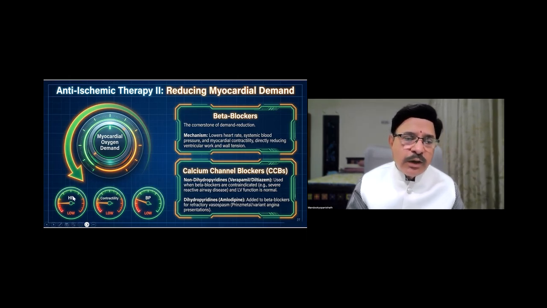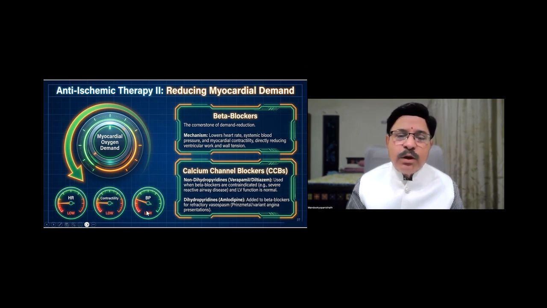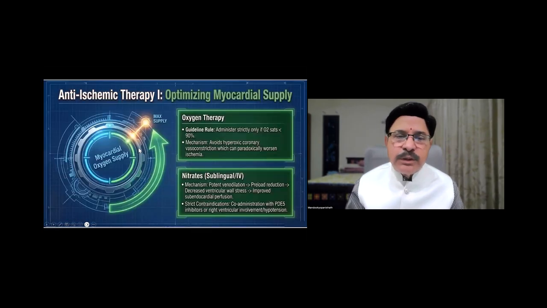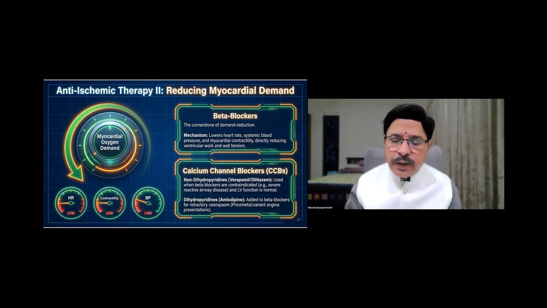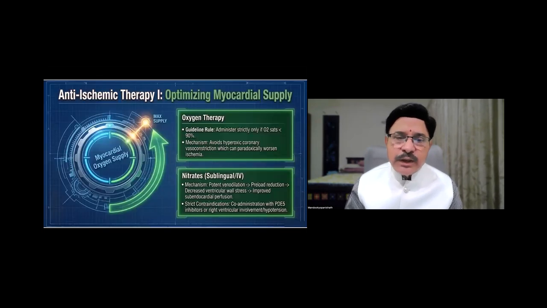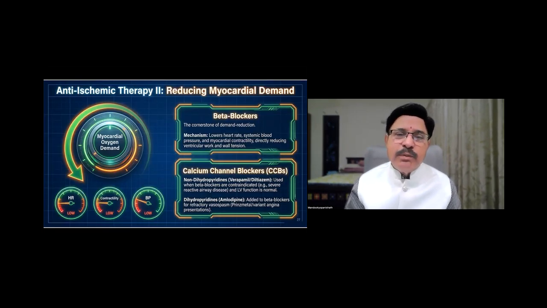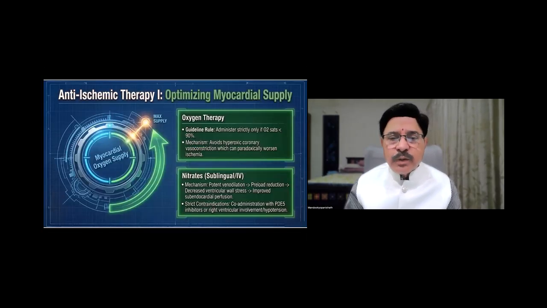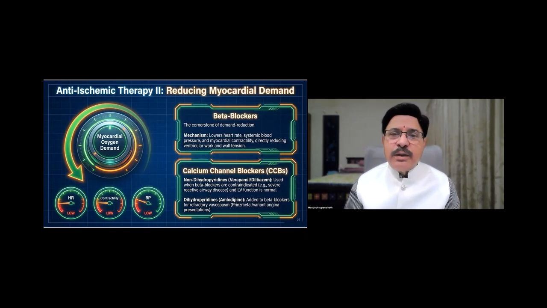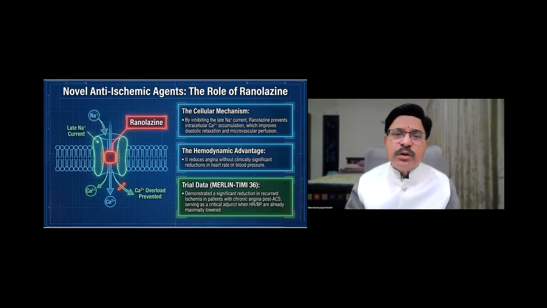What am I looking at? Heart rate reduction, contractility reduction, BP control. All three will decrease the myocardial oxygen demand and improve the symptoms. So what are my treatments? Myocardial oxygen supply and demand: increase the supply, decrease the demand. Increase the supply: oxygen, nitrates. Decrease the demand: beta blockers, calcium channel blockers.